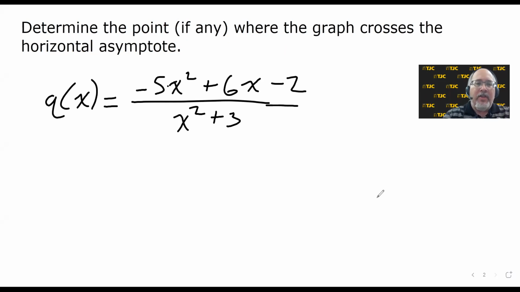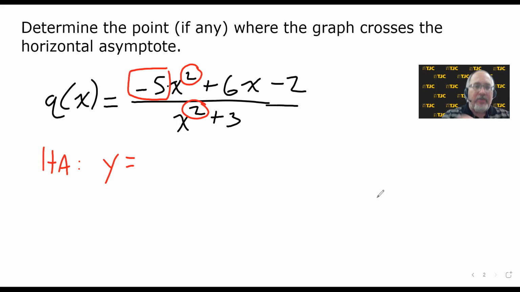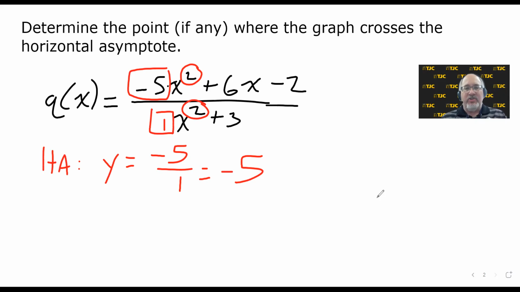All right, recall that the horizontal asymptote can be thought of as the ratio of leading coefficients when the degrees match. Let me back up for a second. To determine the horizontal asymptote, we first compared the degrees of the numerator and the denominator. If they match, then the horizontal asymptote is y equals the ratio of leading coefficients. These degrees do match, so the horizontal asymptote is y equals the numerator's leading coefficient of -5 over the denominator's leading coefficient, which is an implied 1. So our horizontal asymptote is y equals -5.